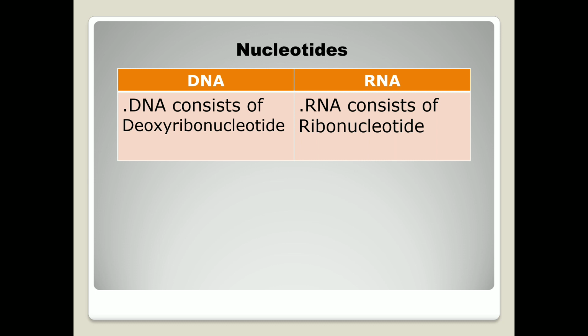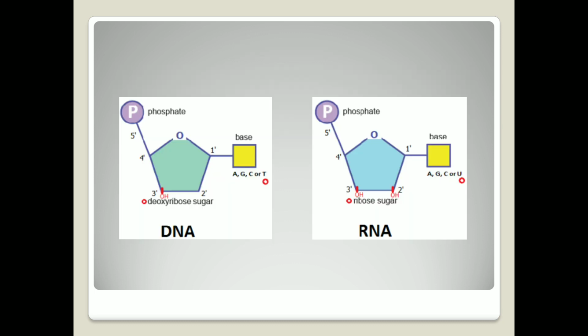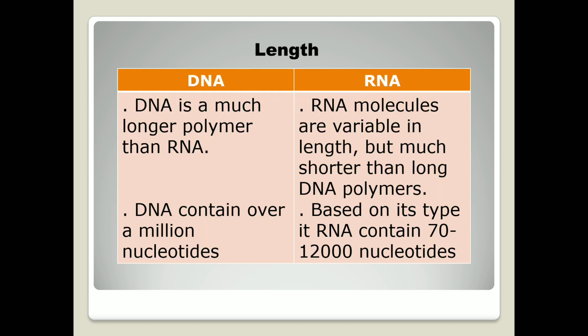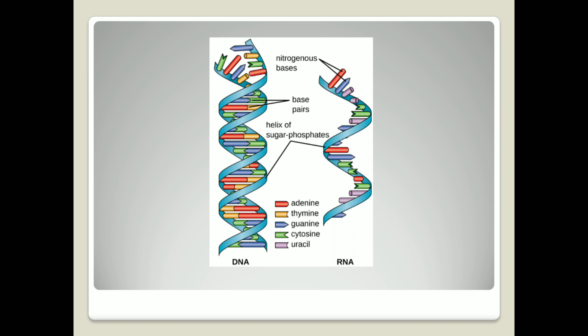The nucleotides. The structure of DNA contains deoxyribonucleotides, but the structure of RNA contains ribonucleotides. The length of the DNA. DNA is a much longer polymer than RNA, but RNA molecules are variable in length and much shorter than the long DNA polymer, because DNA contains over millions of nucleotides in its structure, but RNA, based on its type, contains nearly 70 to 12,000 nucleotides.